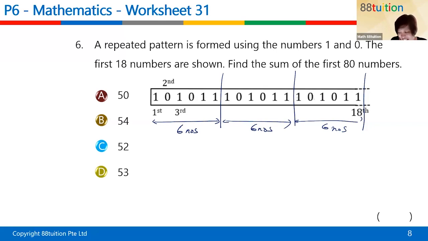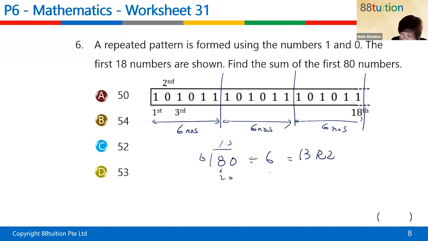So that means how many 6 are there in 80? So we say 80 divided by 6. 1, 6, 20, 12, 16. And I have remainder of 4. Wait, let me count again. 80 divided by 6. 6 times 13, 18. Remainder 2.